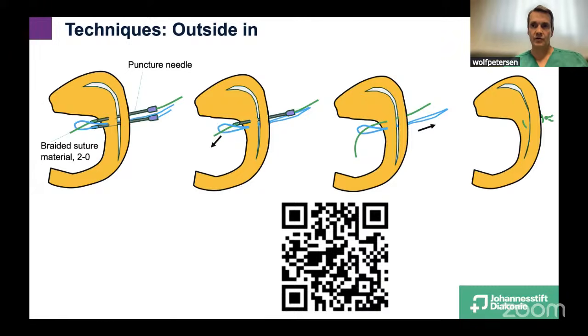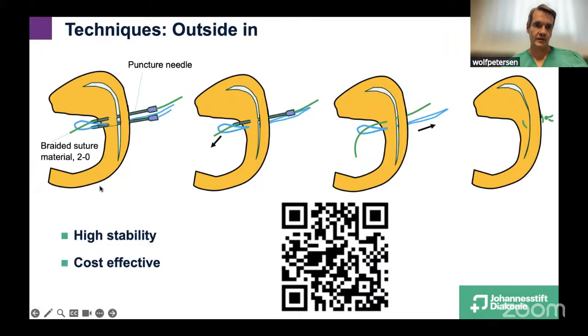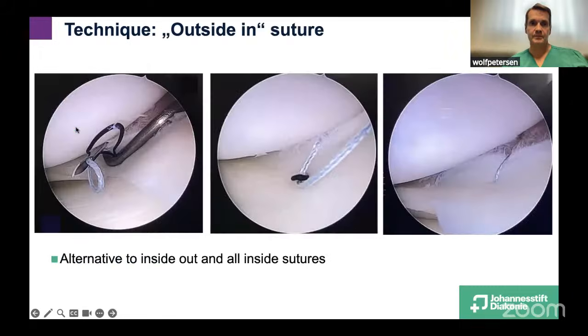You can see the surgical technique, but I will show you a longer video of a complete meniscus repair in a few minutes. The advantages of this outside-in technique are that it has biomechanically a very high stability, and it is quite cost effective because you just need these two puncture needles and suture material, braided suture material 2.0, and this suture loop.